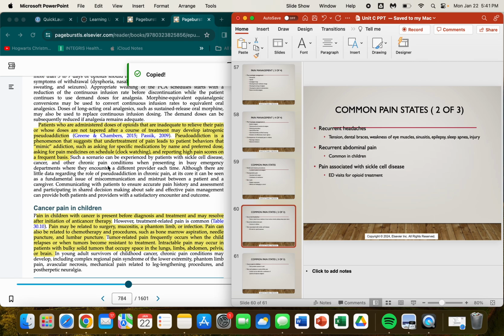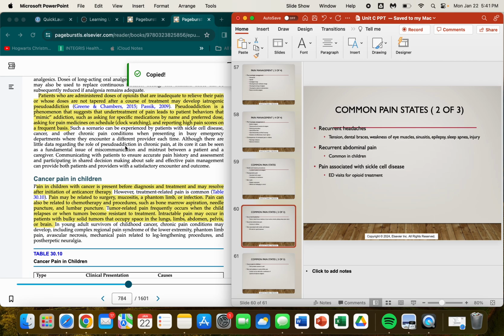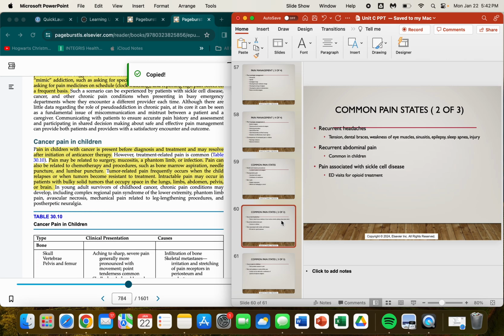This actually talks about pseudo addiction, the phenomenon where patients come in and they don't think that people believe their pain is real, and so they mimic addiction type behavior to get treated for pain. And so we always want to be cognizant of the fact that we need to believe that pain is whatever the patient says it is.